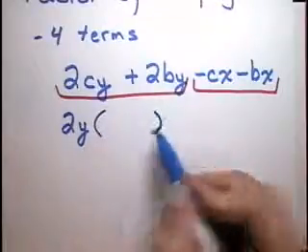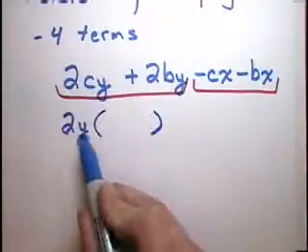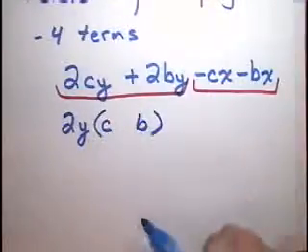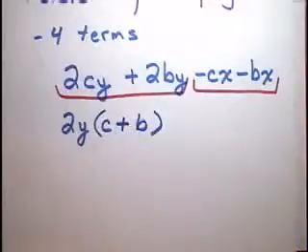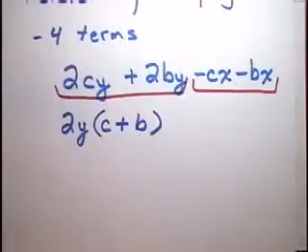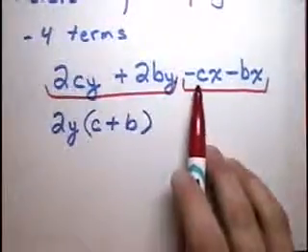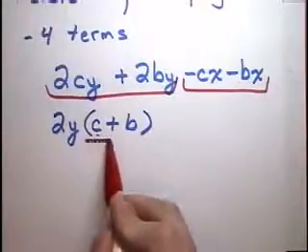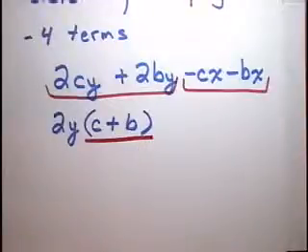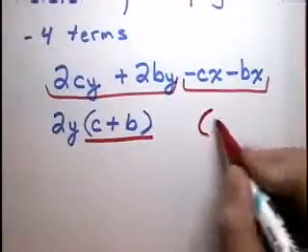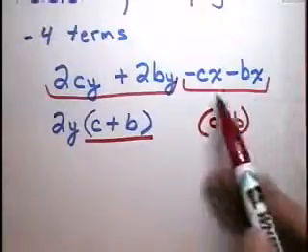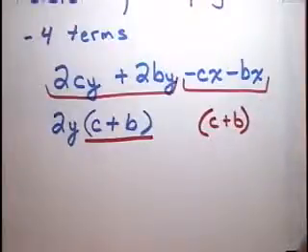So then we're looking at what is left from that first pair. If I remove a 2y, I have a c left from the first term and a b left from the second term, and that b is positive. Now I'm going to look at the second pair, negative cx minus bx. And what I'm going to try to do is see if I can match this item that's in parentheses. Would I be able to end up with a c plus b here by taking something out of both of those terms?